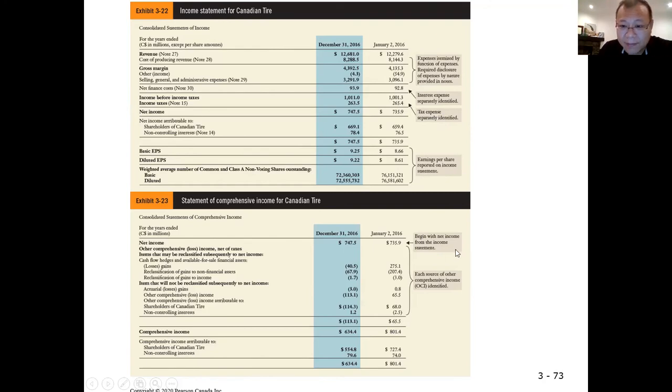So for the second component, you always start with the net income you calculated in the first component. And then you include each source of other comprehensive income. Again, we are going to learn all these things, where we are going to get all these items. And then you arrive at the other comprehensive income.